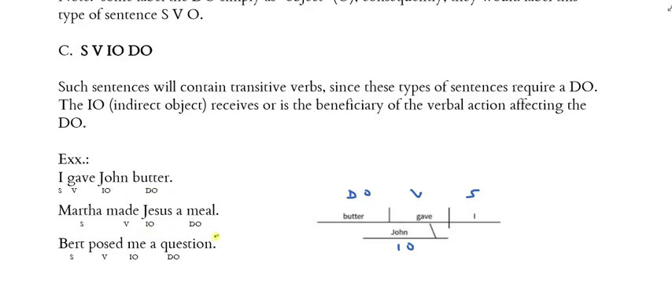Martha made Jesus a meal. Martha made the meal. The beneficiary is Jesus. Jesus would be described by many grammarians here as an indirect object. Bert posed me a question. What did Bert pose? A question. To whom? Recipient? Me. Okay?